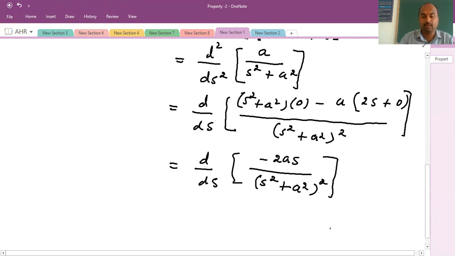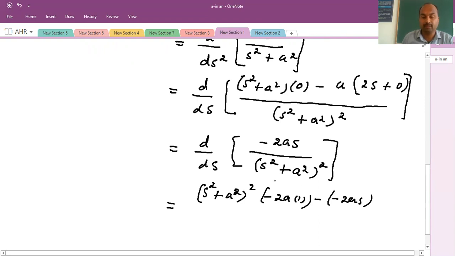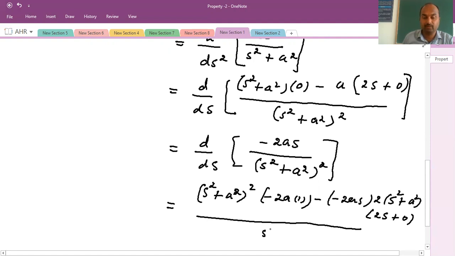So again one more time differentiation. First denominator s square plus a square whole square into numerator minus 2a, s differentiation is 1, minus of minus 2as into denominator s square plus a square whole square, its differentiation will be 2 into s square plus a square into s square differentiation 2s and a square derivative will be 0, whole divided by s square plus a square whole square to the whole square. Again we have to write one more whole square.